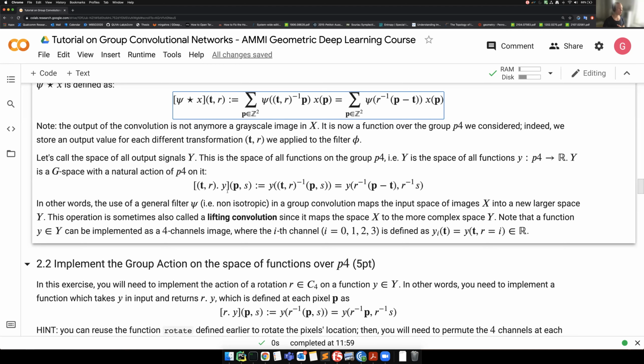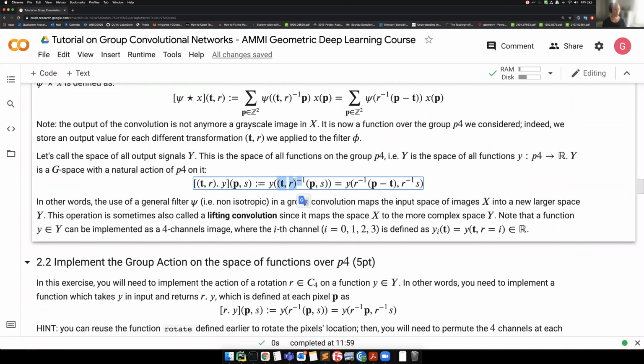Note that the group P4, so our group G in this case, has a natural action over these functions as well. If you have Y, which is a function over T and R, in this case PS, we can transform Y just like before when we had an image: the rotated image evaluated on a point should be equal to the original image evaluated on the point rotated back. That's the same here. So our transformed function evaluated on a point PS is equal to the original function evaluated on PS, but rotated back with the inverse of the transformation. And here I just applied the equations we had before to simplify.